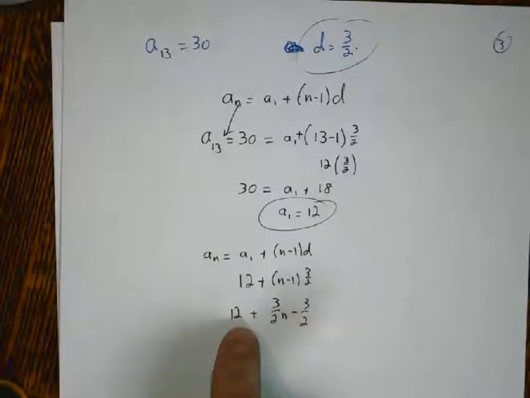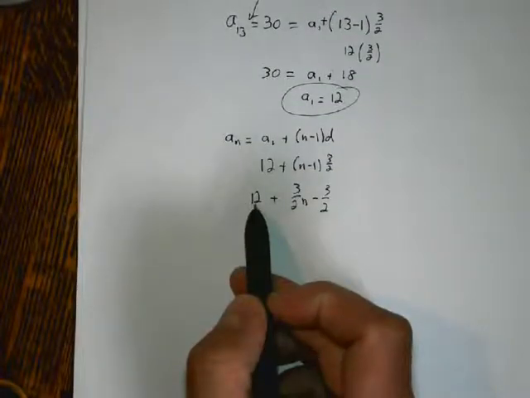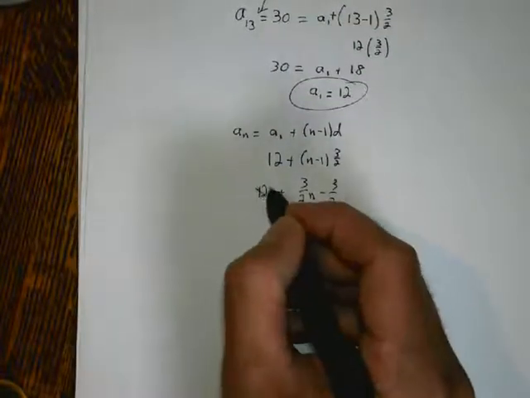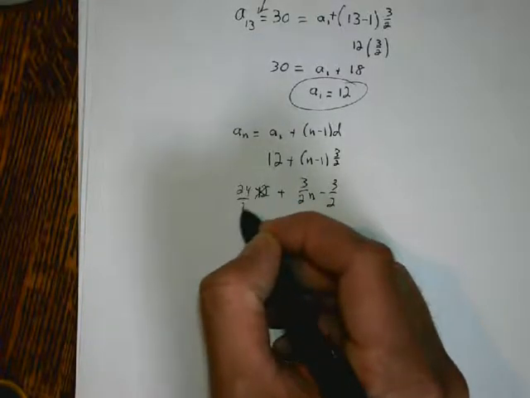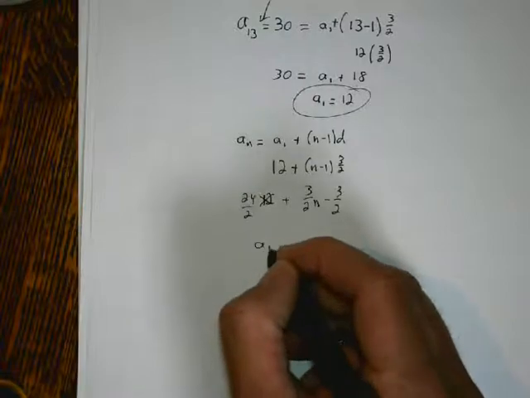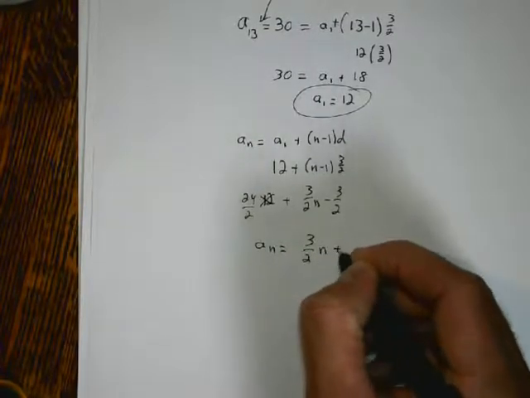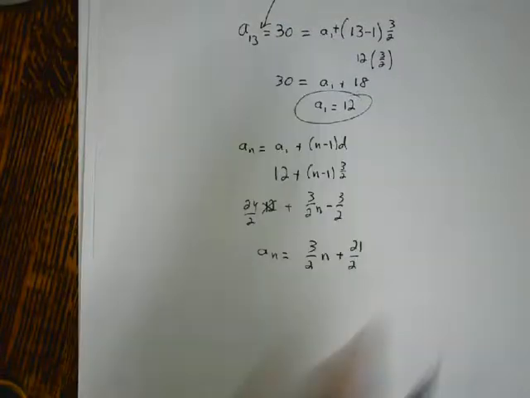Now, when I'm looking at the 12 and I have to subtract 3 halves, I want to keep it in terms of the fraction. So I know that 12 is the same thing as 24 over 2. So 24 subtract 3 gives me 21. So my final answer, my nth term, is going to be 3 halves n plus 21 over 2. Okay.